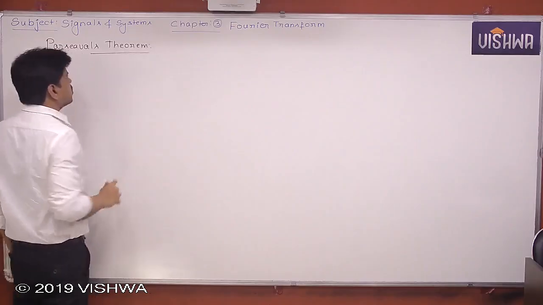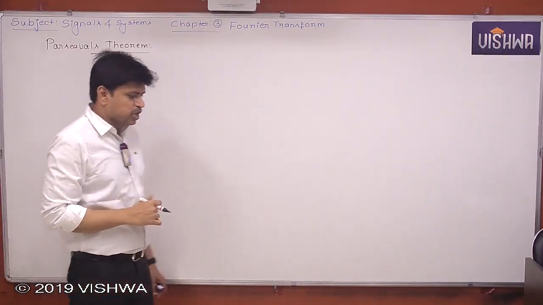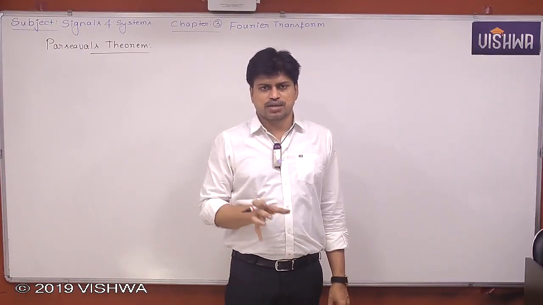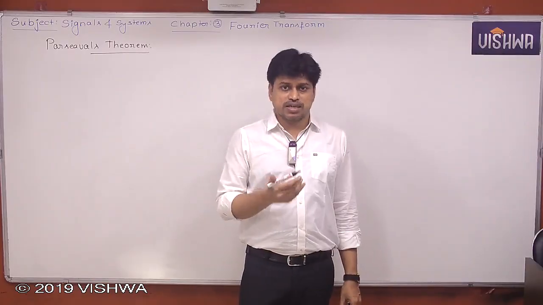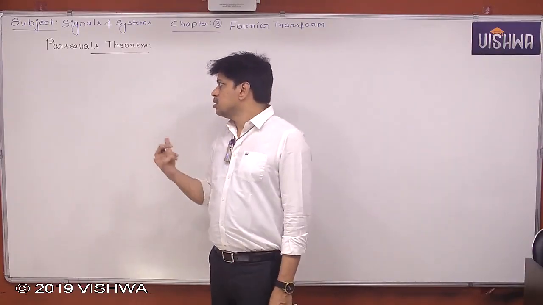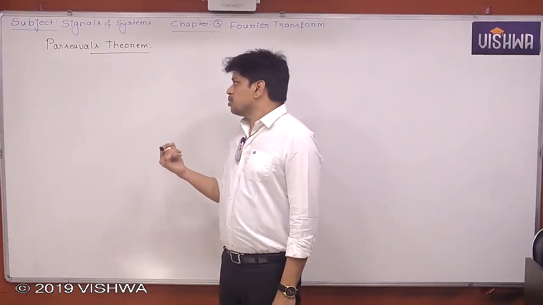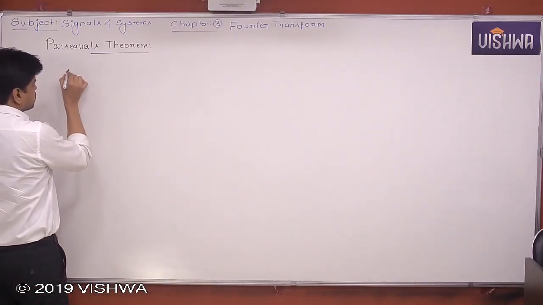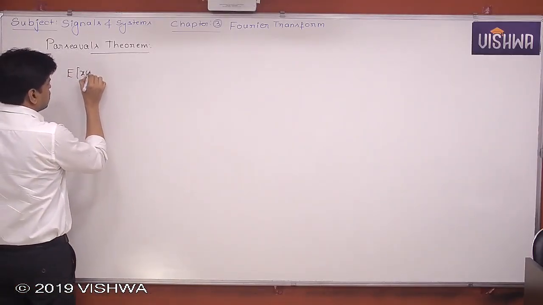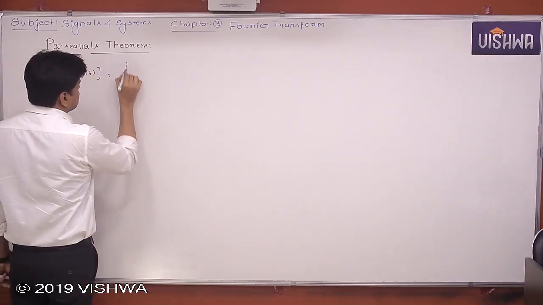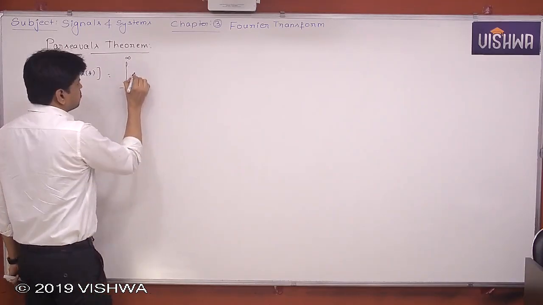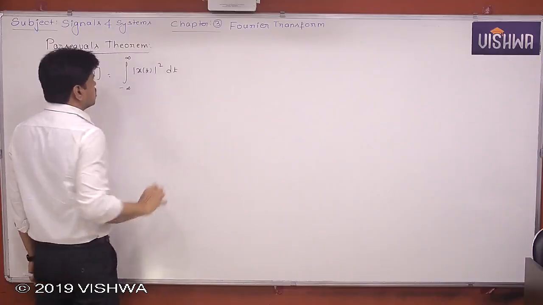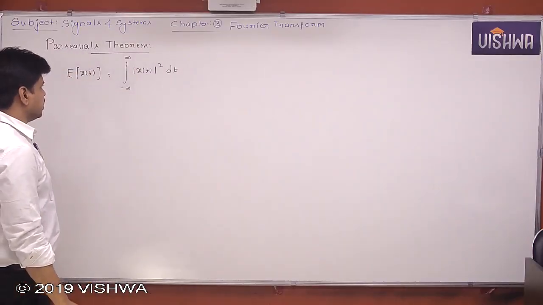I already told you we have discussed this Parseval's theorem in Fourier series also. There we were talking about the power of x of t, how we can find the power of the signal from the Cn, that is nothing but the Fourier series coefficient. So here also Parseval's theorem is talking about energy. If I know how to calculate the energy of a signal x of t, which is integral minus infinity to infinity mod x of t square dt, this is the way we can calculate the energy of the signal x of t.